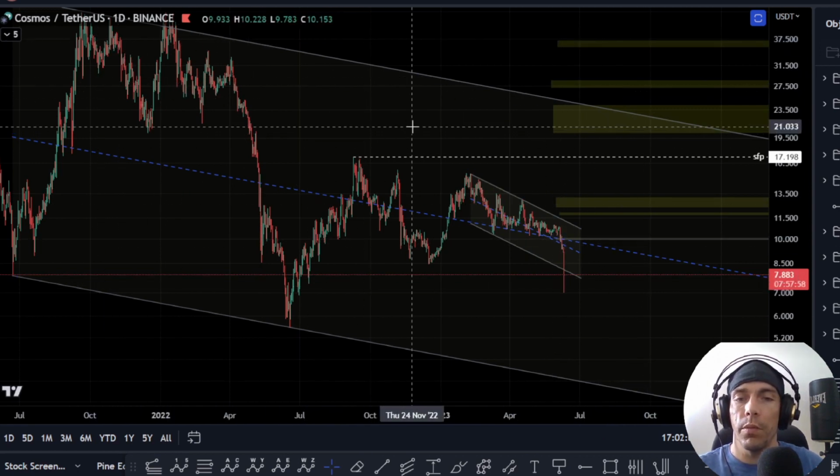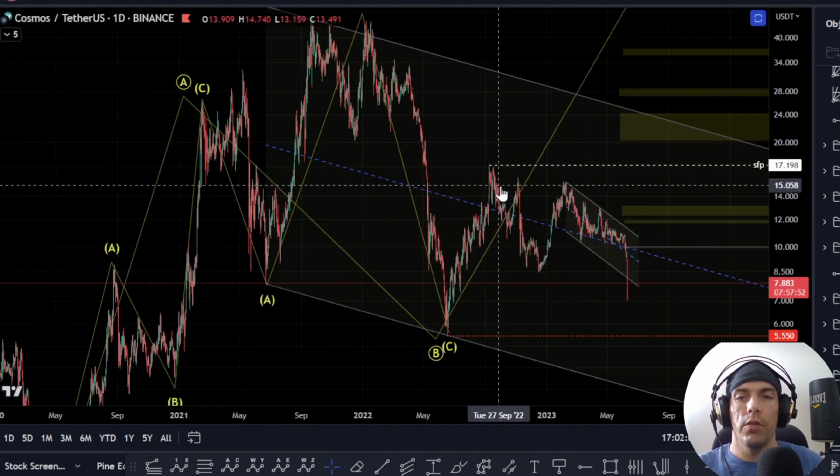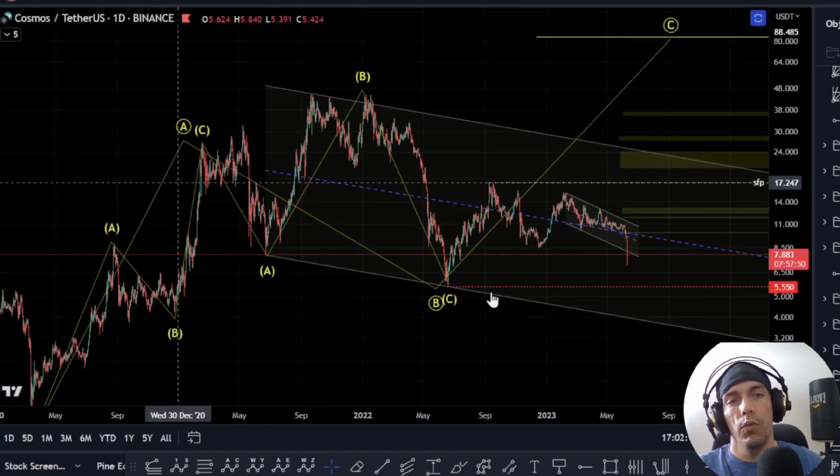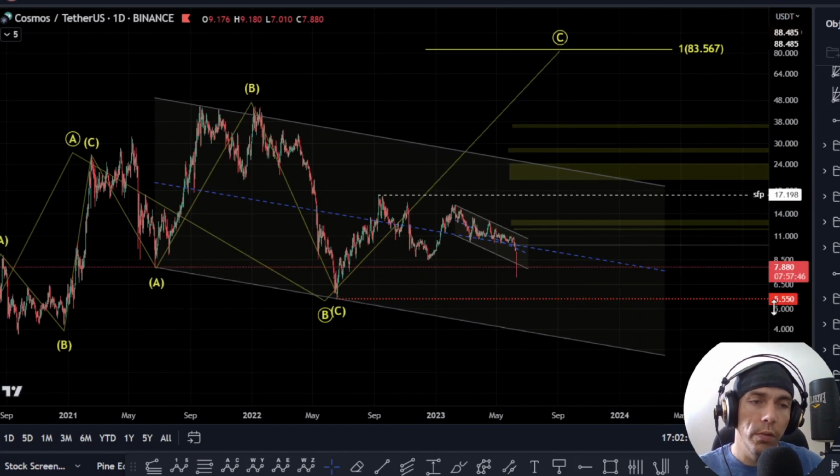So I'm just going to cover something from the macro video, which was linked earlier. There's a couple of ways we're looking at this. If we look at this as a corrective move, we could be looking to push to the upside directly. That still hasn't invalidated, and that won't invalidate until we actually cross $5.55.